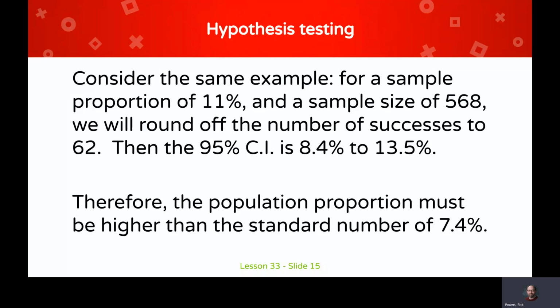Consider the same example. For a sample proportion of 11% and a sample size of 568, we'll round off the number of successes to 62. Then the 95% confidence interval is 8.4% to 13.5%. Therefore, the population proportion must be higher than the standard number of 7.4%.